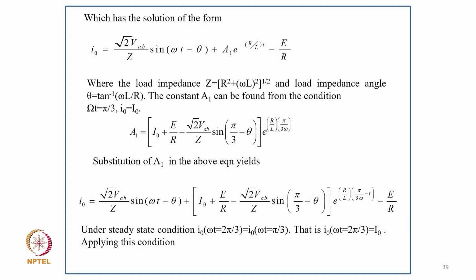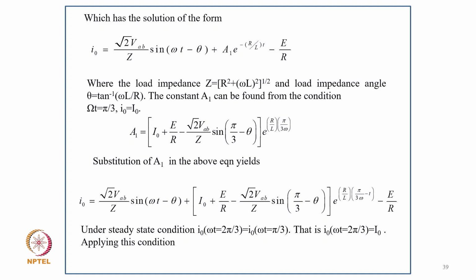solution I0 equal to root 2 VAB upon Z sin(omega t minus theta) plus A1 e to the power minus (R/L) t minus E upon R, where the load impedance Z equals under root R square plus (omega L) square, and the load impedance angle theta equals tan inverse of omega L upon R. The constant A1 can be found from the condition that at omega t equal to pi by 3, I0 equals capital I. So A1 becomes (I0 plus E upon R minus root 2 VAB upon Z sin(pi by 3 minus theta)) into e to the power (R/L)(pi by 3 omega).